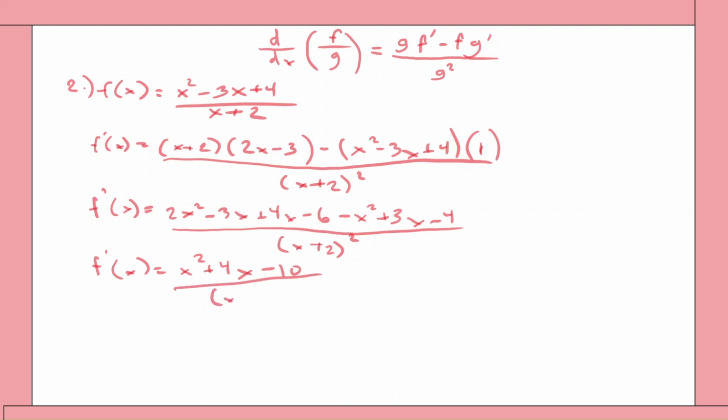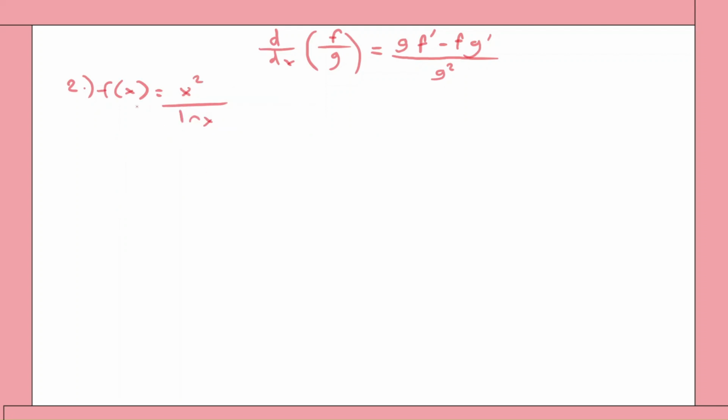And of course, this is just all over again, x plus 2 squared. So like I said, this is the answer. It's the same thing as this one. We just simplified all of the terms, but this is the same thing. So this is your answer to this one. I'm going to come back. We're going to try another example.